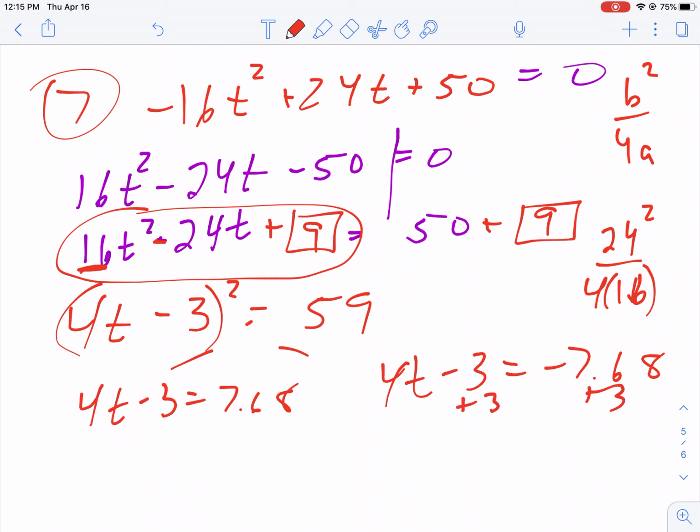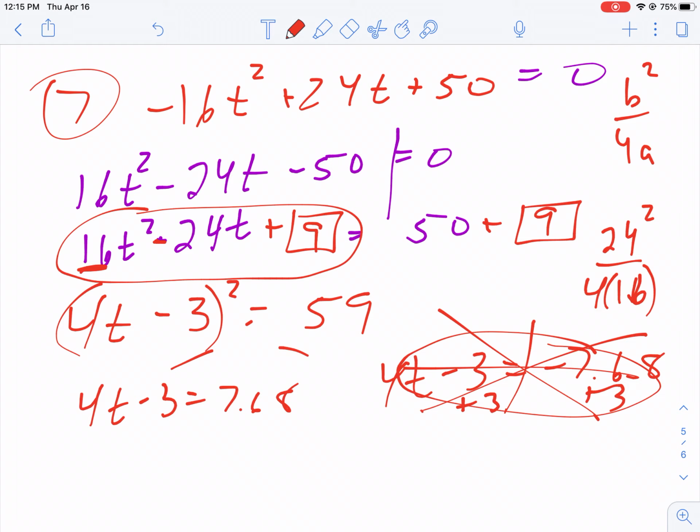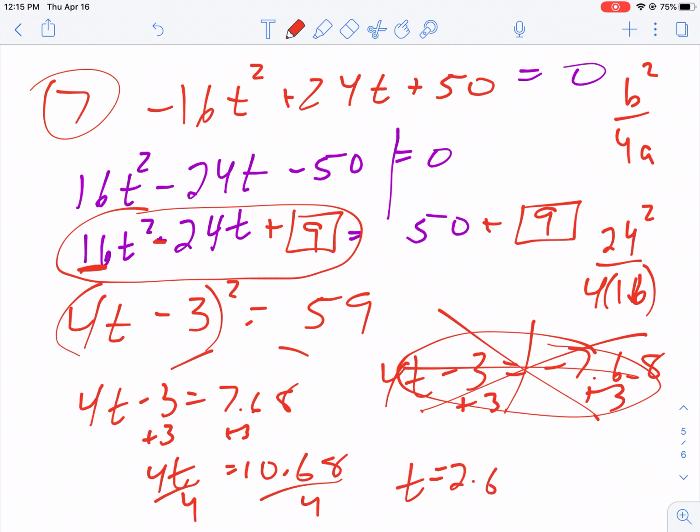Now we can already tell that this is going to be a negative number, and whenever you're dealing with a real life word problem, you cannot have a negative number. So we can just get rid of that. So we're going to add 3, 10.68 equals 4t. Then divide both sides by 4. So the time is 2.67 seconds.